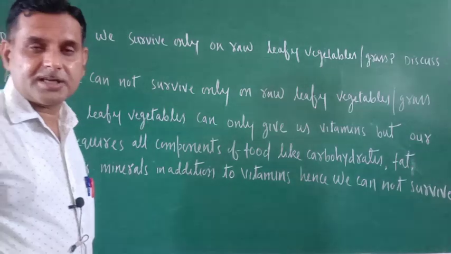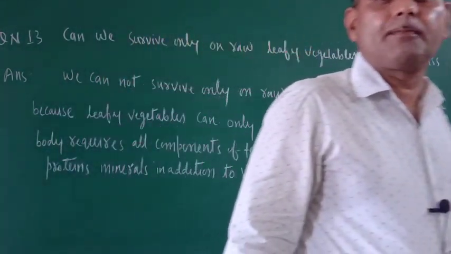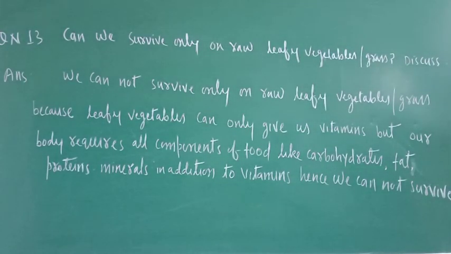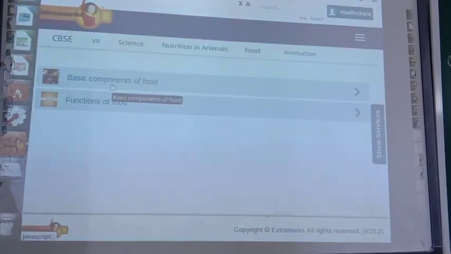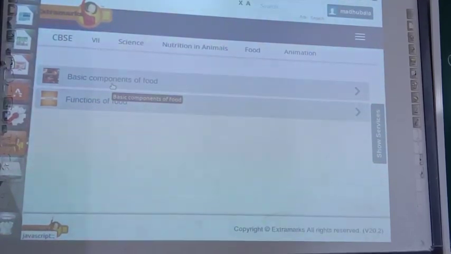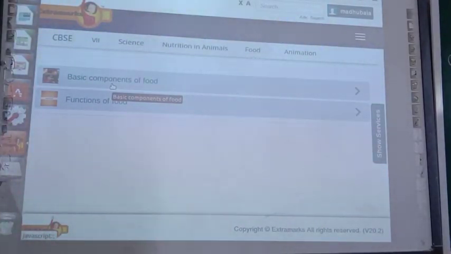In this way, all the NCERT exercises of chapter number 2 are completed. Now I will show you some animations related to this chapter. Okay, I will show you two animations. One is related to the basic components of food. The second one is the functions of food. So first, let us start with the basic components of food.